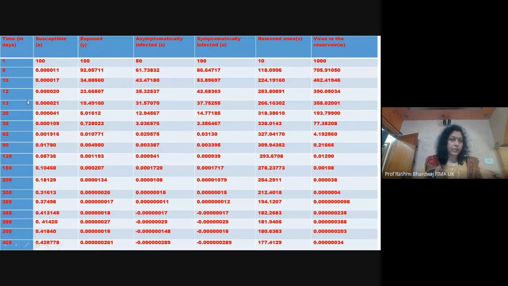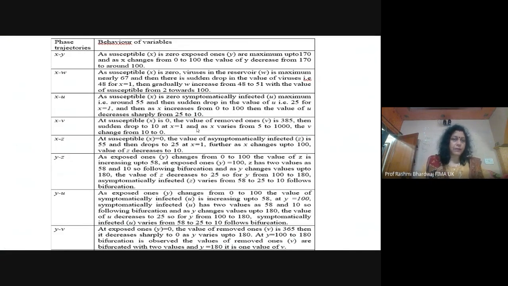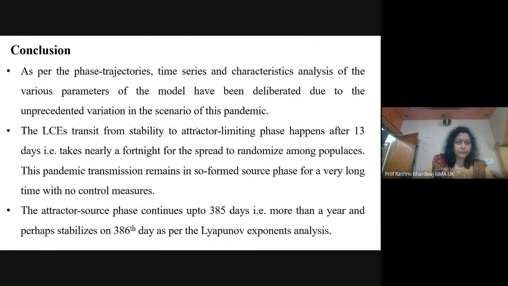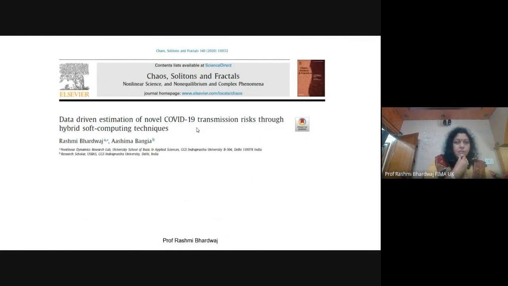Here also you see that after 13 days, the values again go on increasing, which clearly shows that the quarantine period is up to 13 days because it is under control until then. Clearly all these pictures, and this is the complete structure. If anyone is interested, you can go through the paper, which is published in Chaos, Solitons and Fractals.